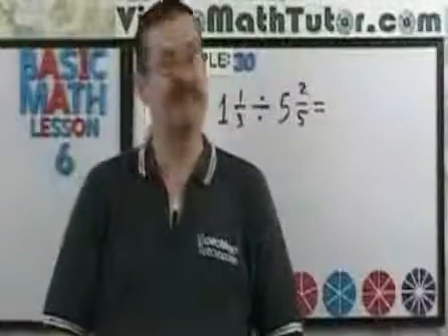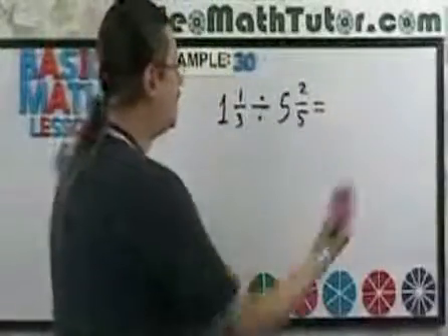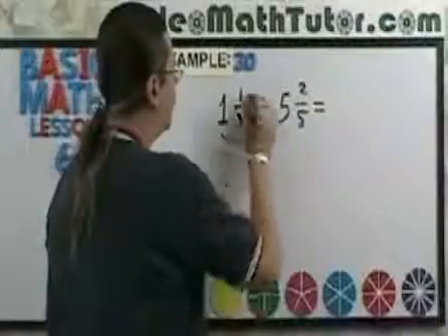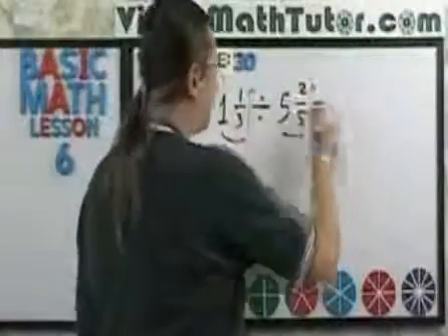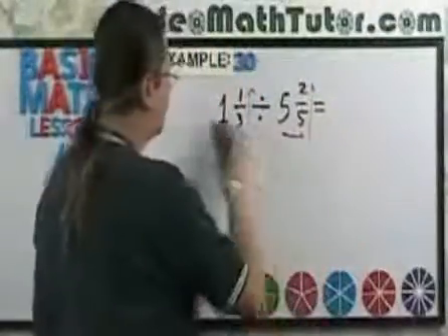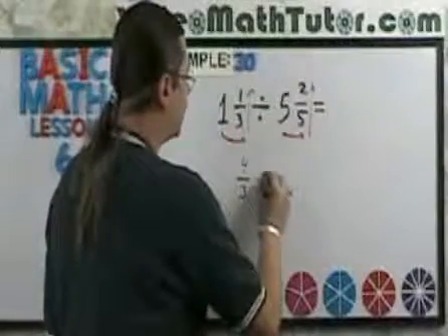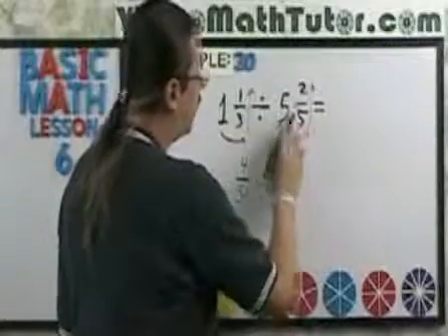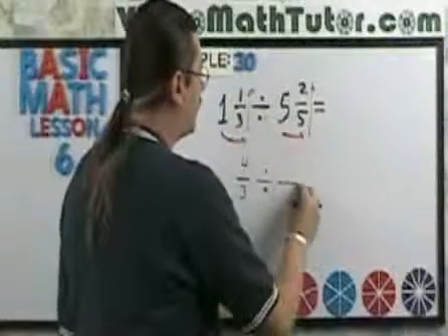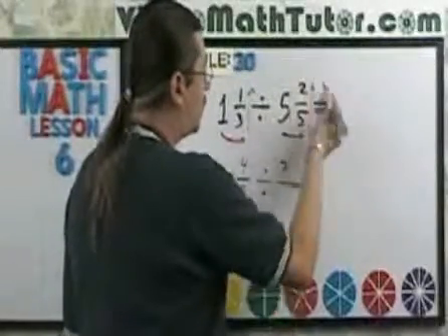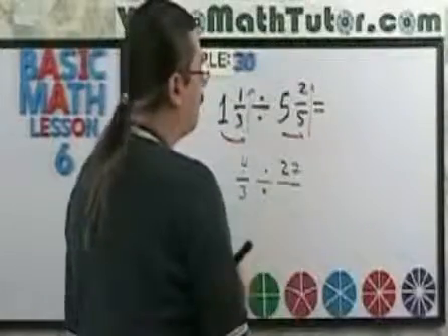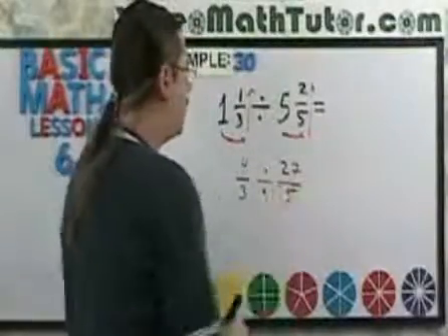Now let's divide a couple of mixed numbers. Of course, the first step is you need to change them to improper fractions. So let's do that. 1 times 3 is 3, plus 1 is 4 thirds, divided by, and over here you're going to get 5 times 5 is 25, plus 2 is 27. The 5 stays on the bottom.